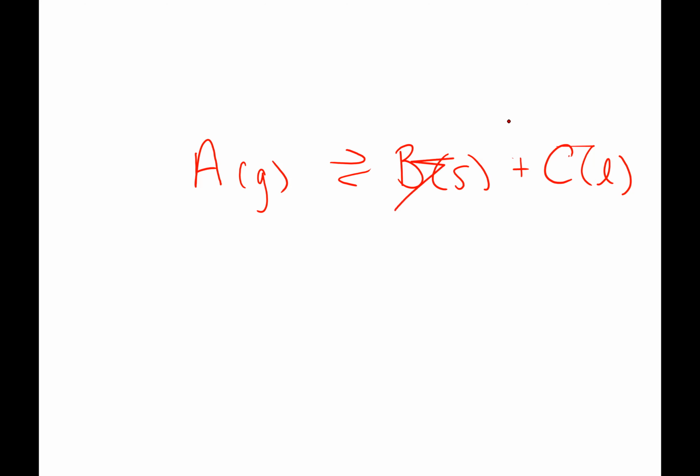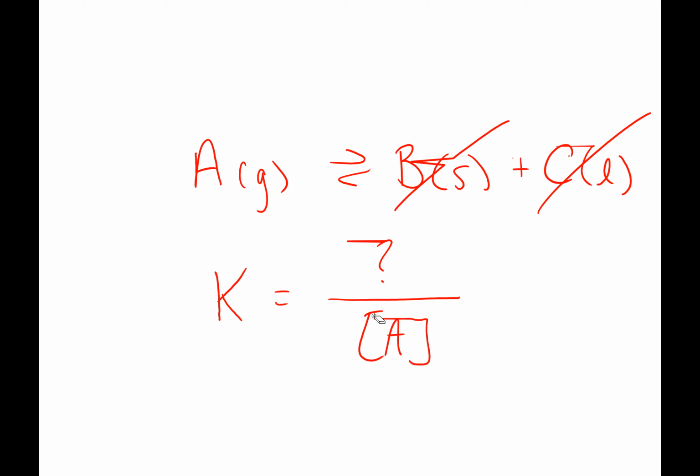I mean, the solids don't count. So K is products over reactants. I can put the A there. Oof, my pen is not liking this slide, is it? Well, if none of the products are included, you just put a 1 there. And this is normal. Like this totally could happen. I'm not saying it will happen. But it could, like it's a fair question.